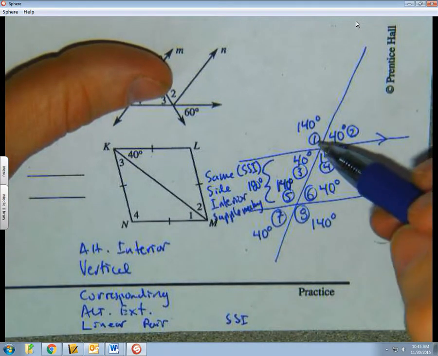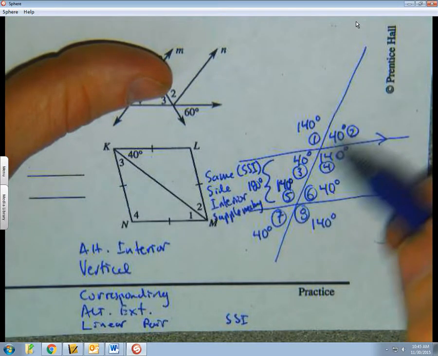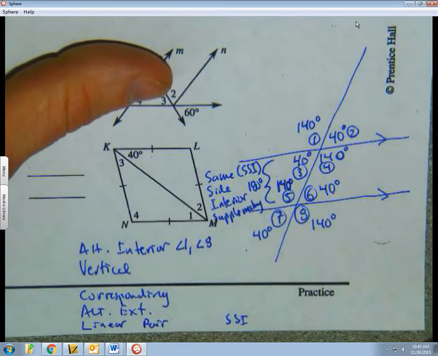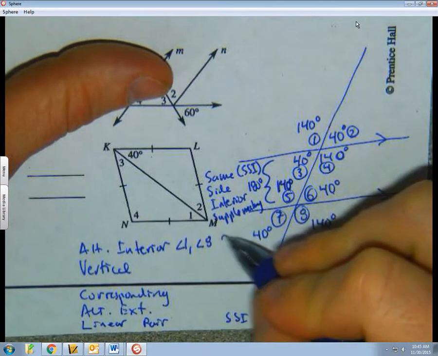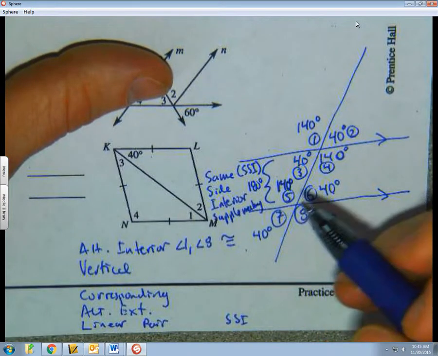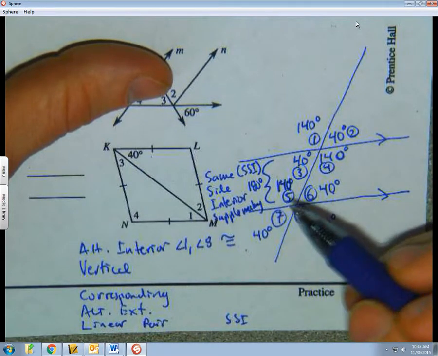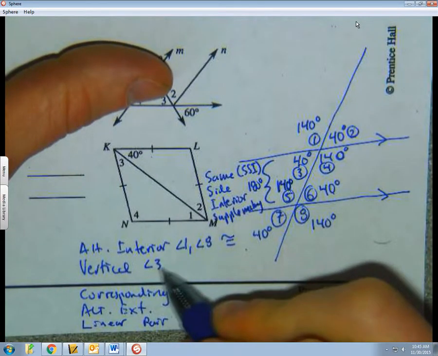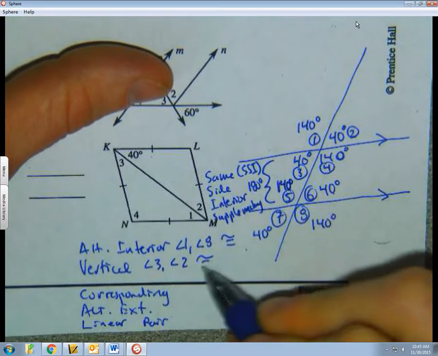Okay, alternate exterior angles. An example of that would be 1 and 8 or 2 and 7. So I'll say angle 1, angle 8. And what do I notice about those two? Well, they're congruent. Vertical angles, examples: 3 and 2, 7 and 6, 5 and 8, 1 and 4. If you notice, each pair of verticals are congruent.